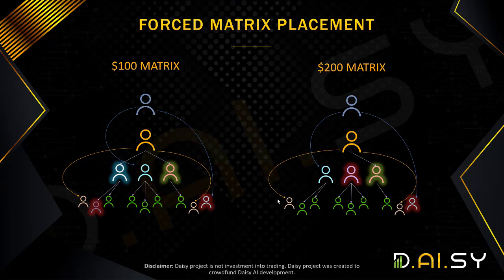Another thing about the matrices is that there are different matrices. When a person pays for the $100 D.AI.SY crowdfunding package, he goes into the first matrix, the $100 matrix, and the people that fall underneath him in that matrix might be different to the people that fall underneath him in the $200 matrix. The $200 matrix is a separate matrix, and similarly the 401, 801, and so on. So let's say a person joins the $100 matrix. Here's me in orange. Let's say I bring in somebody, and here we've got somebody white with a glow.